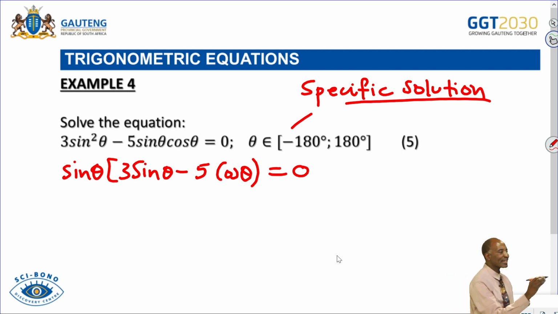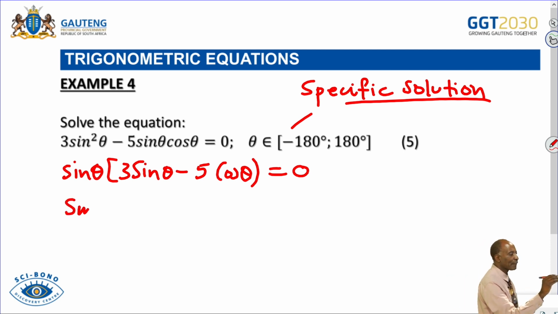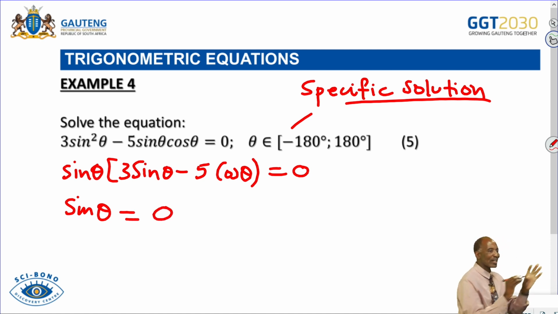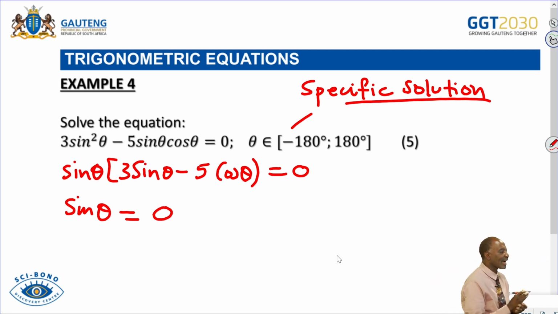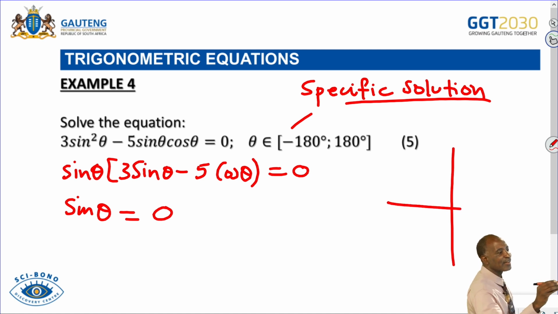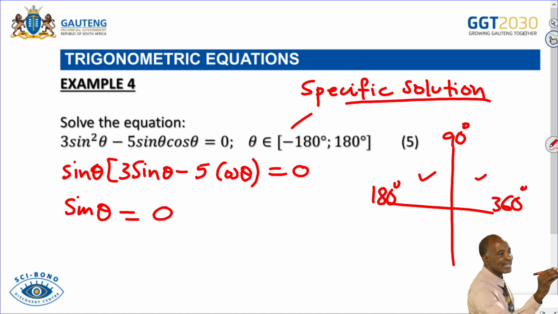Let's start with the first one. The first one is sine theta equals 0. Let's focus on that for now. We'll come back to the other one later. Again, what did we say? We'll have to check where sine is positive. Sine is positive in the first quadrant and second quadrant. Otherwise, this is your 90. This is your 180 degrees. This is your 360 degrees. Then 270 degrees.